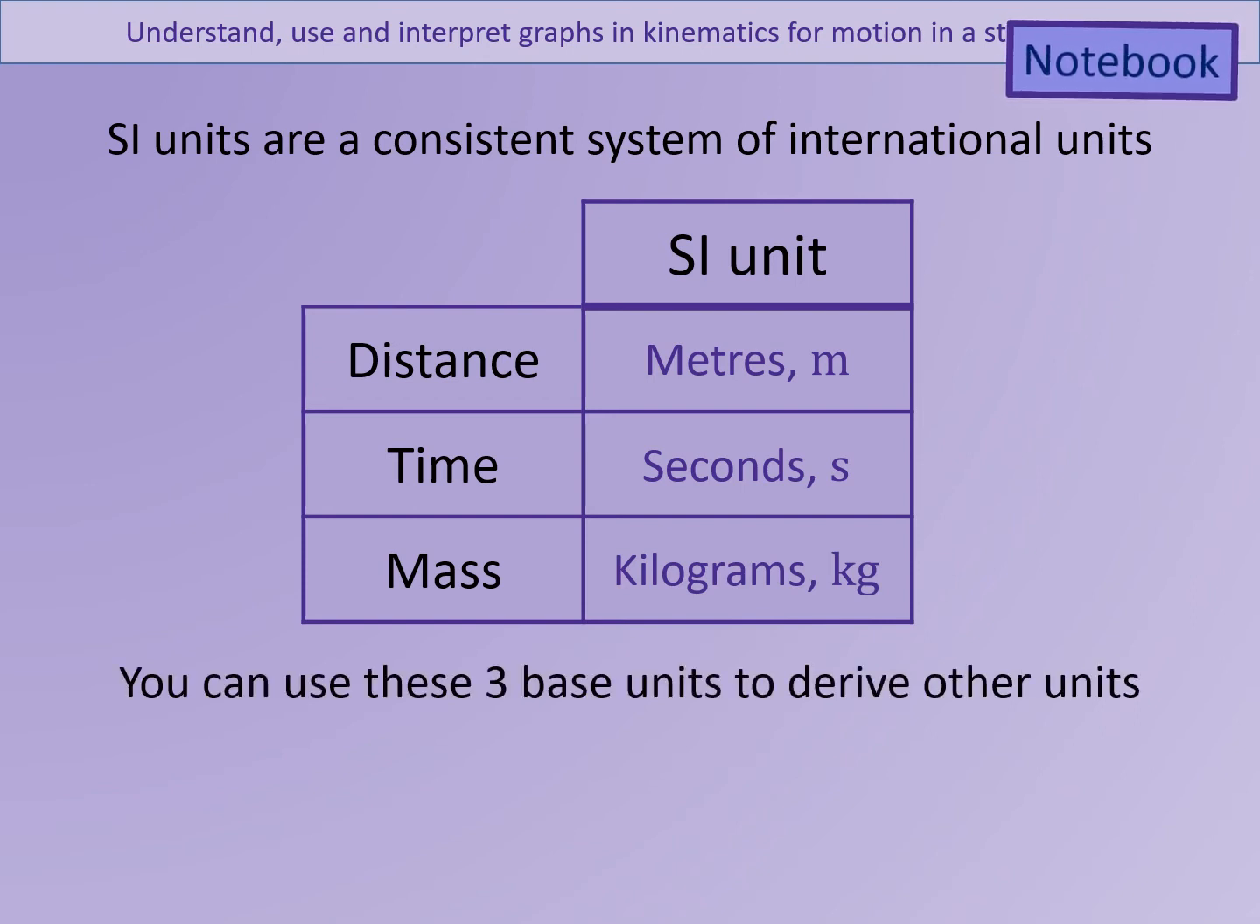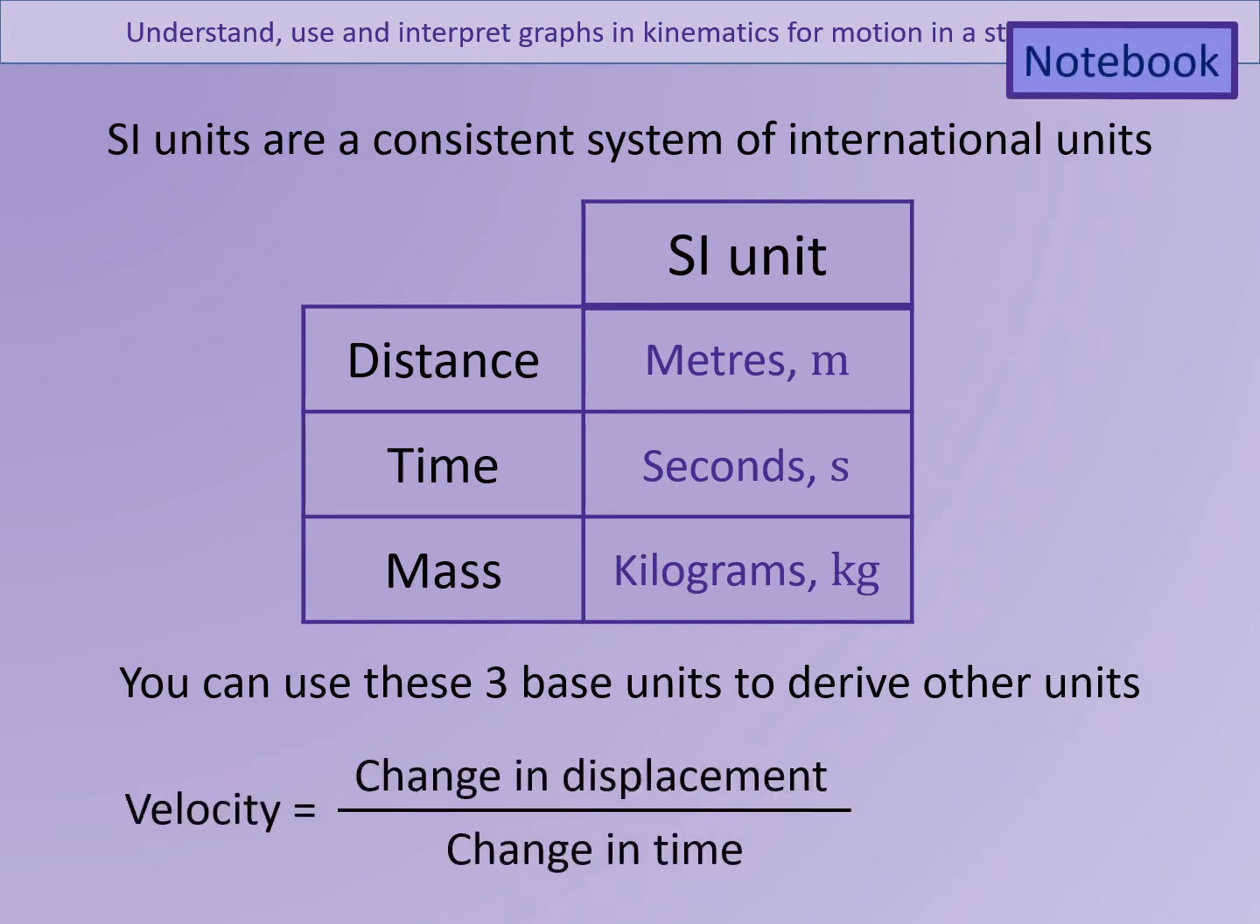We can use these three units to derive other units from them. So for example, we know that velocity is the change in displacement divided by the change in time. So using the units for displacement and time, we can see that the unit for velocity will be metres over seconds, which using the laws of indices can be written as ms^-1.